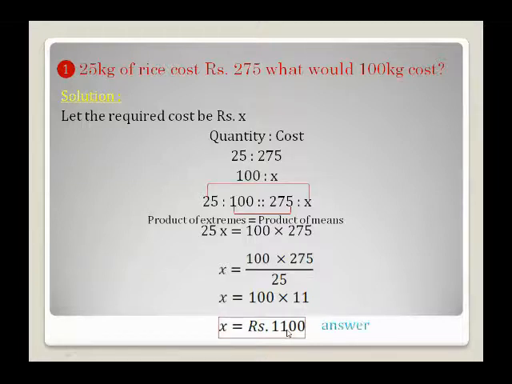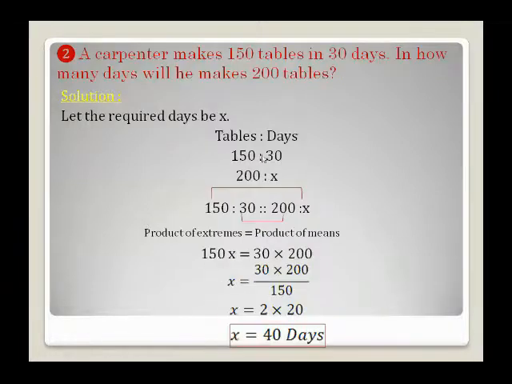Now students, okay, there is another question from the same exercise. The question number 2. Okay, a carpenter makes 150 tables in 30 days. In how many days will he make 200 tables? Okay, here we start the solution. Let the required days be x. The number of tables are here and the days are here, and the ratio between the tables and the days. Now the number of tables are 150 and the number of days are 30. Now here we write the number of tables, which are 200, and the number of days which are unknown. So here we write the x.